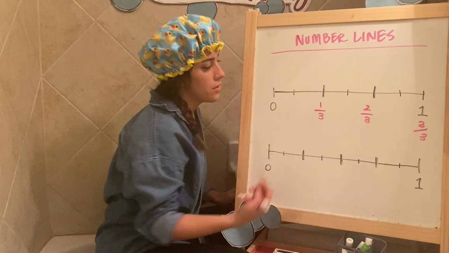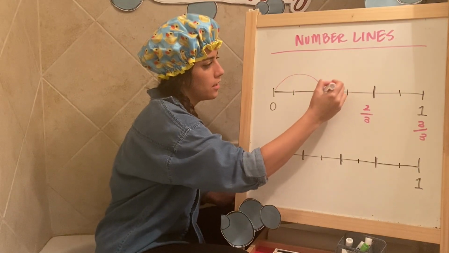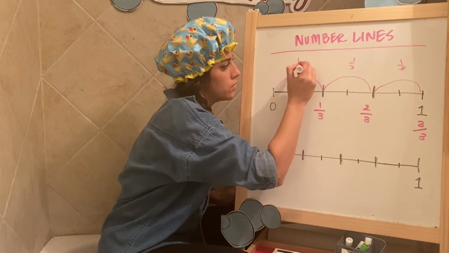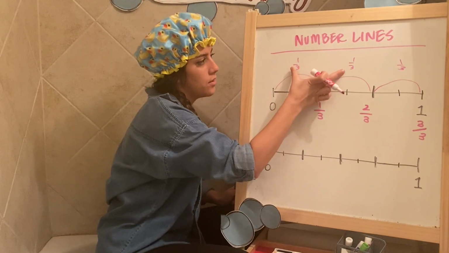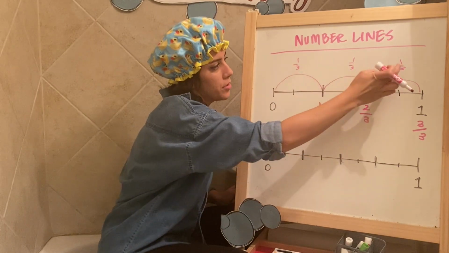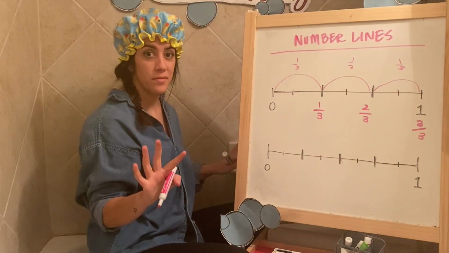1/3, 2/3, 3/3, right? So this area from here to here is 1/3. This area from here to here is 1/3 and 1/3. I added the 1/3 and 1/3 up, I get 2/3. I added up 1/3 plus 1/3 plus 1/3, I get 3/3, which equals 1. Okay, so far that makes sense.